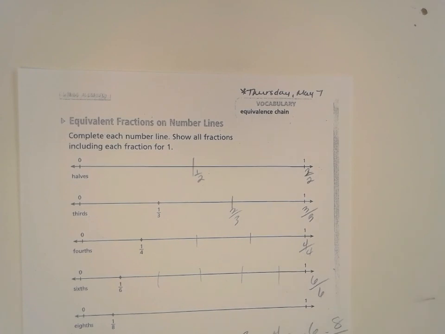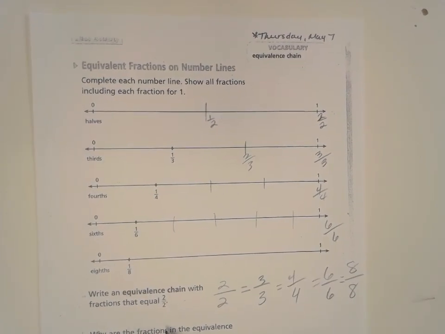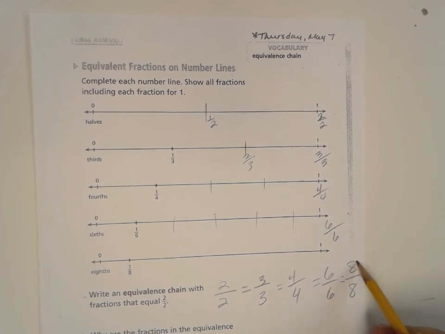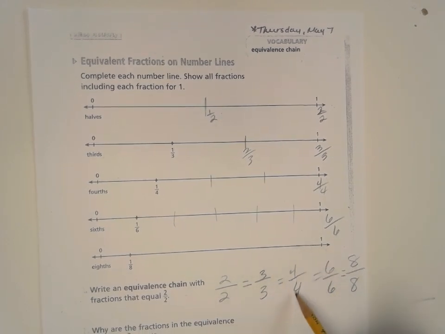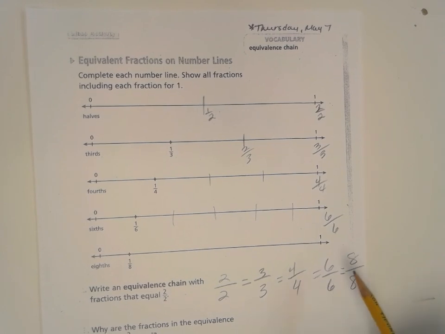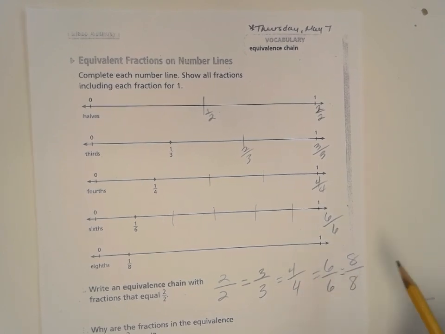Very nice. So here it says, why are the fractions in the equivalence for 2 halves equal? Well, what our answer would be is that 2/2 equals 1, 3/3 equals 1, 4/4 equals 1, 6/6 equals 1, and 8/8 all represent one whole. And so they are all equal.